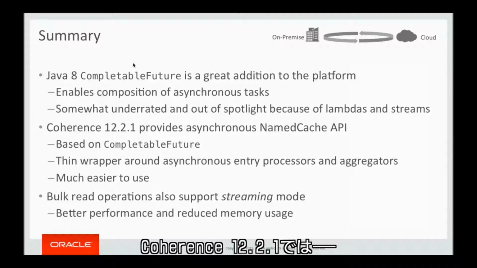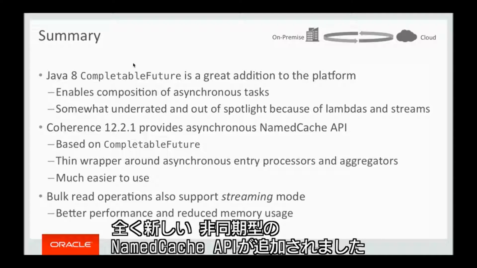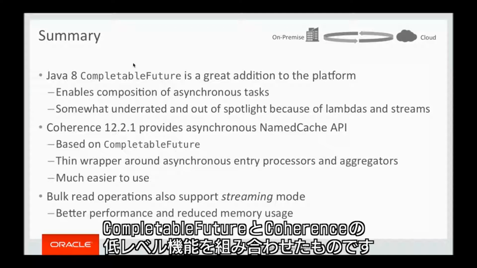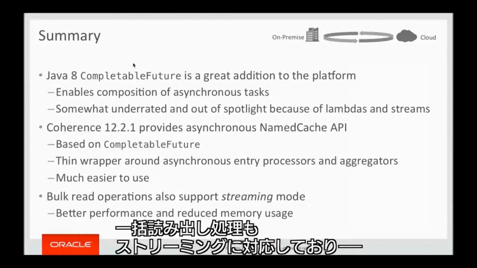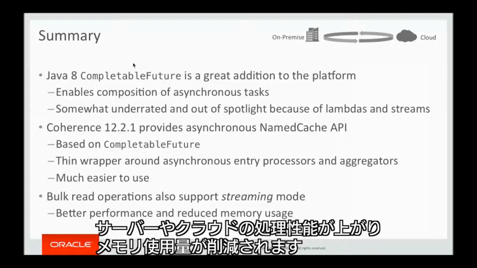Coherence 12.2.1 adds a completely new asynchronous NamedCache API that is based on a combination of CompletableFuture and low-level features that Coherence itself provides, such as asynchronous entry processors and asynchronous aggregators. And as you could see from the examples, it is much easier to use than if you had to use low-level features directly. Bulk read operations also support streaming mode, which gives you better performance and reduced memory usage on both server and the client.